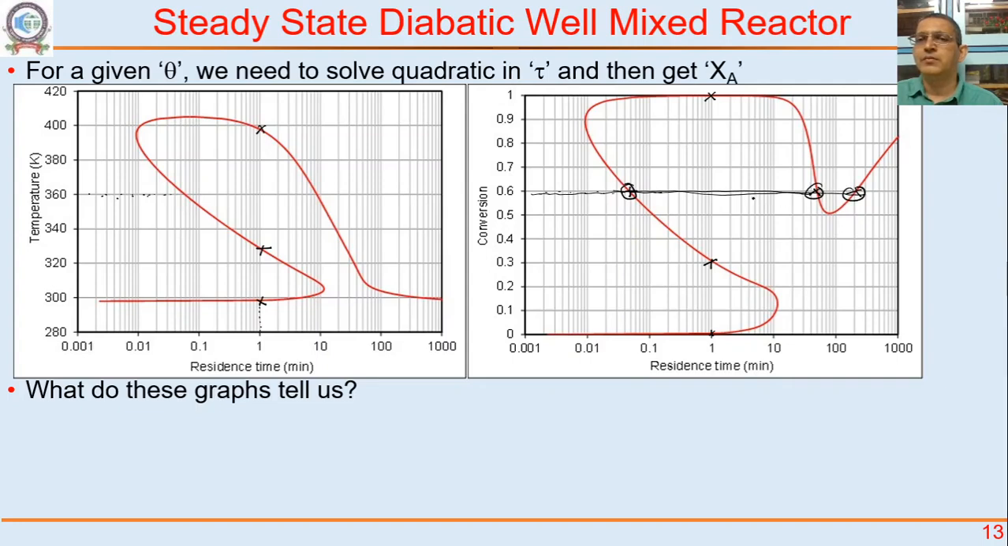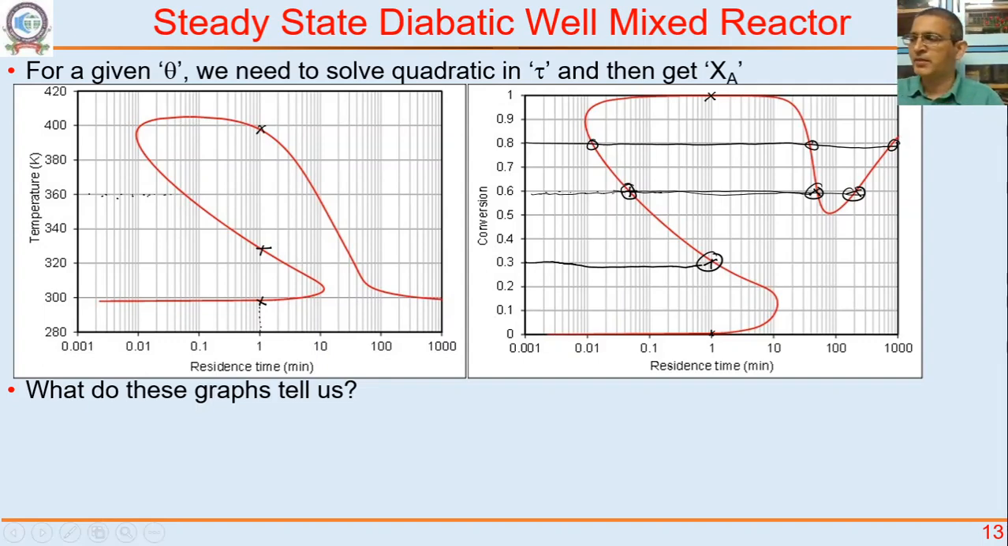Right? You see, I could operate my reactor at say 80% conversion at this residence time, or this residence time, or this residence time. But somewhere I have a unique relationship between conversion and residence time. So now I have to worry about which of these is a stable steady state, which of these is an unstable steady state, and correspondingly design my control strategy, correspondingly design my operating strategy for operating this particular reactor.